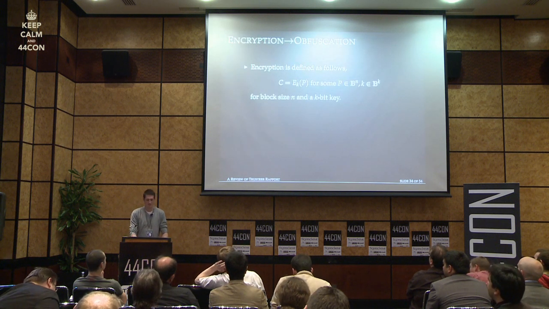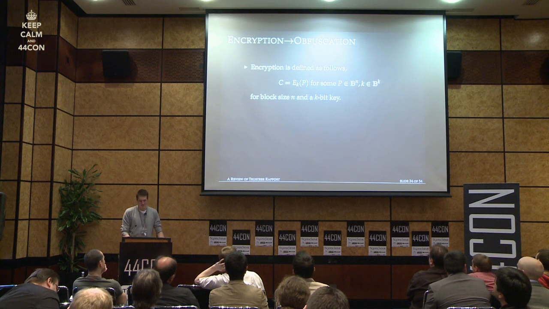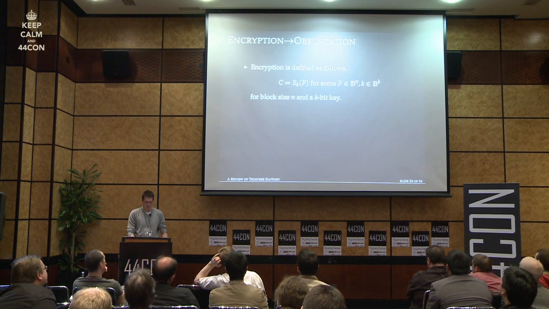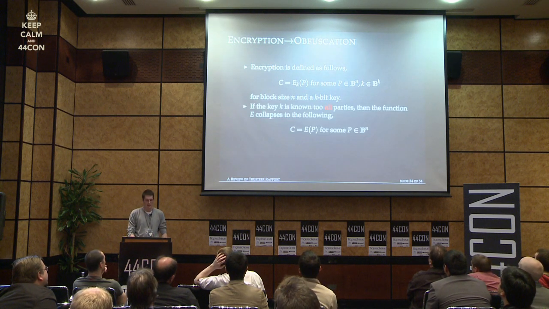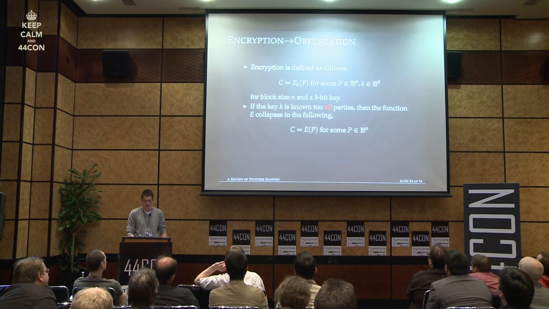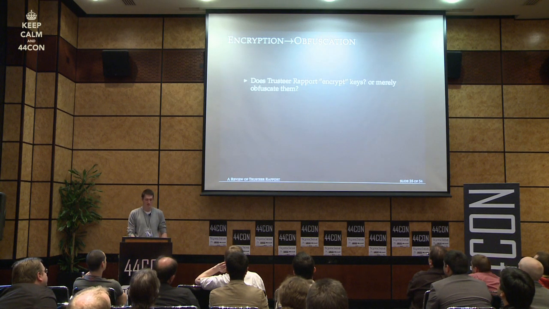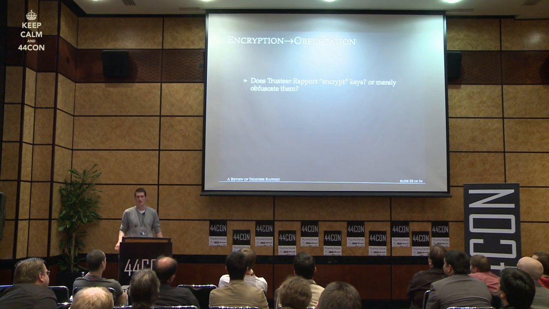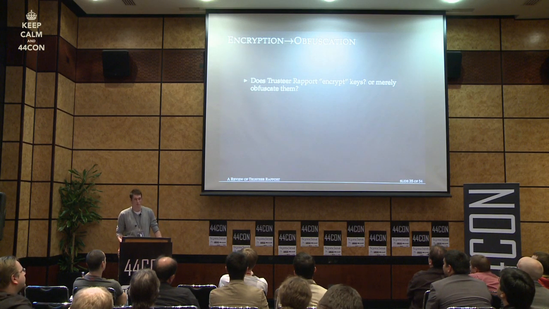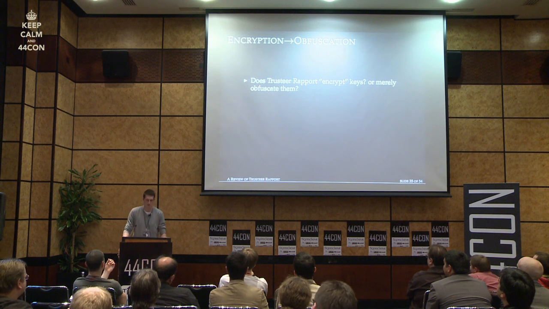Okay. Well, encryption is defined as follows. That's a mathematical description of it for a block size n and a k-bit key. But if the key k is known to all parties and the function e collapses to the following, well, that's a simple obfuscation. So you can ask the question: is that encryption or is that obfuscation? I mean, I would err on the side and say it's actually encryption. Very, very weak encryption, incredibly stupid encryption, but still encryption.